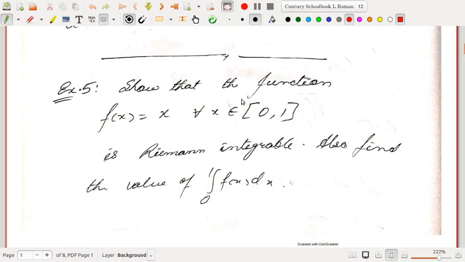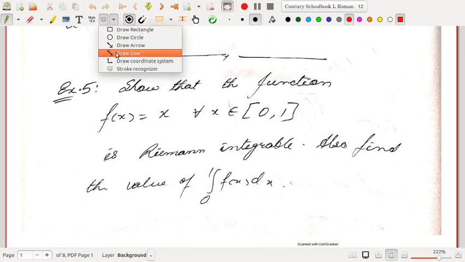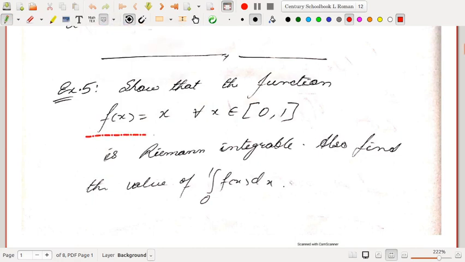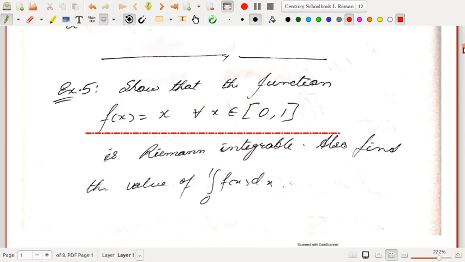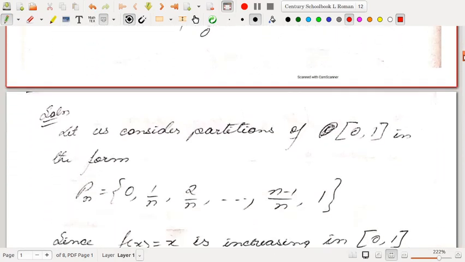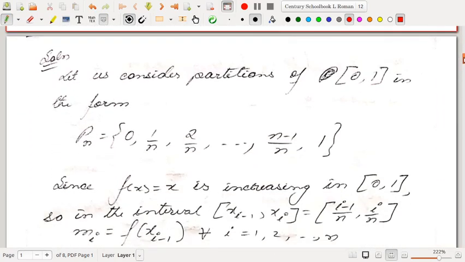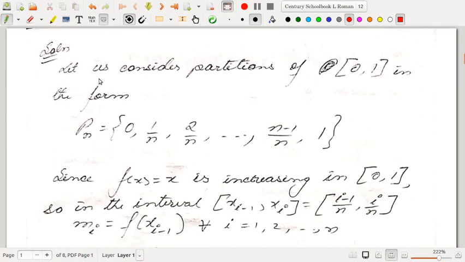Show that the function f(x) = x for all x in [0, 1] is Riemann integrable. Also find the value of the integral from 0 to 1 of f(x) dx. As of now we will be doing it in terms of partitions, but there are several other easy ways to do the same problem. We will see them in subsequent lectures. So first, for this class, let us do it using the concept of partitions. We start with some special partitions.